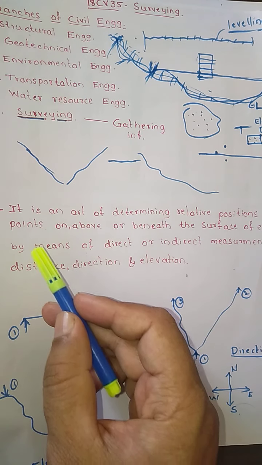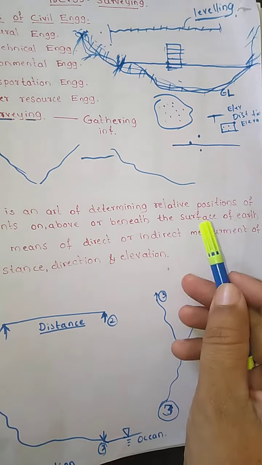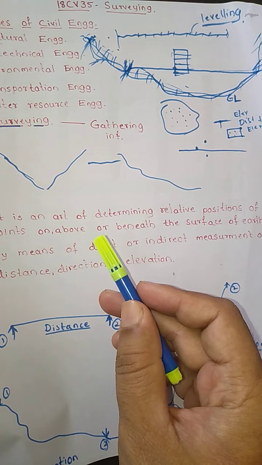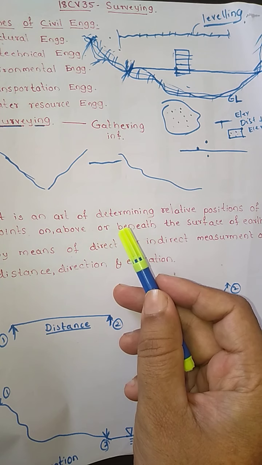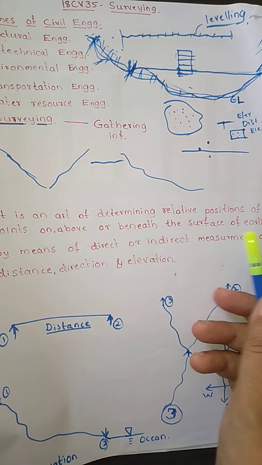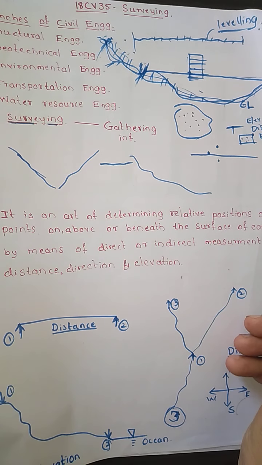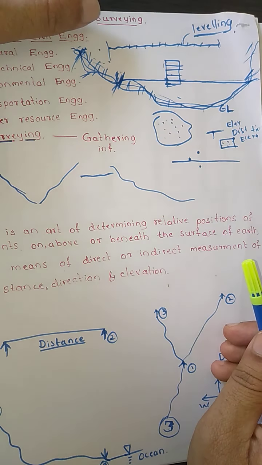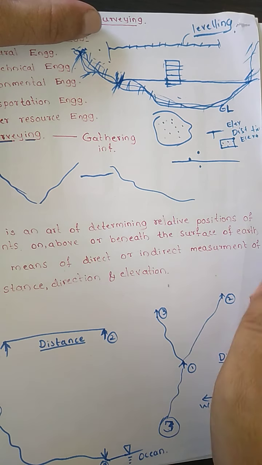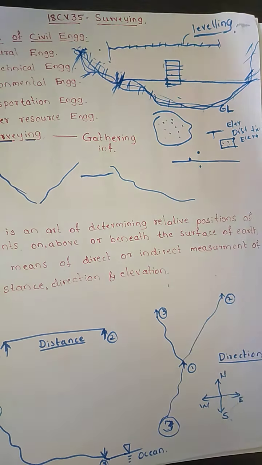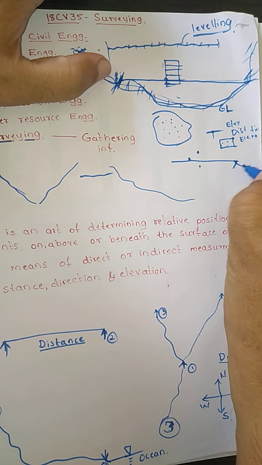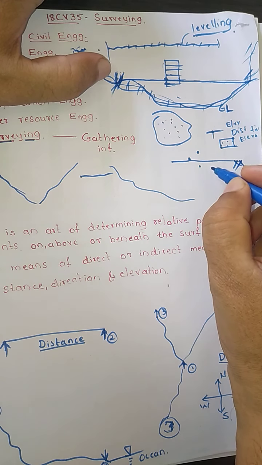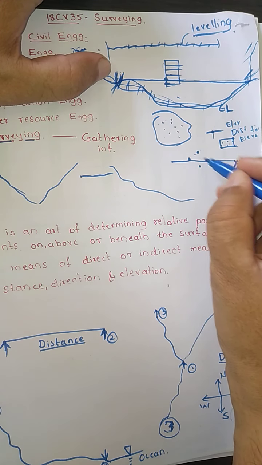I'll repeat it. It is an art of determining the relative position of points on, above or below the surface of earth by means of direct and indirect measurement of distance, direction and elevation. So what we are going to do in this is, suppose this is the earth surface. We are going to determine the relative position of these points.